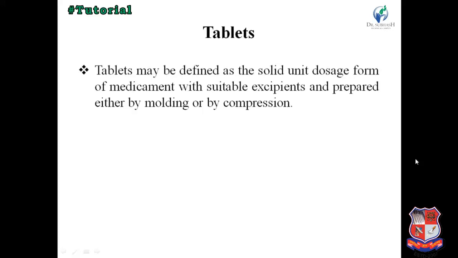First of all, what is a tablet? Tablets may be defined as the solid unit dosage form of medicament with suitable excipients, prepared either by molding or by compression. So, a tablet is a solid unit dosage form of medicament which contains suitable excipients and is prepared by the molding method or by the compression method.